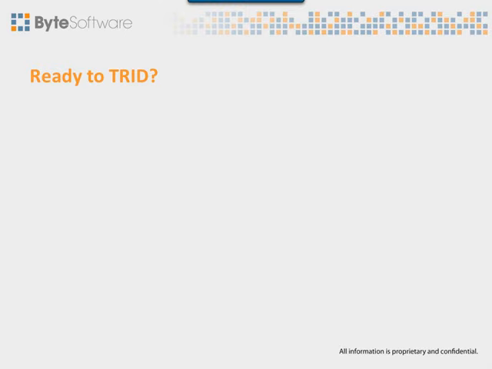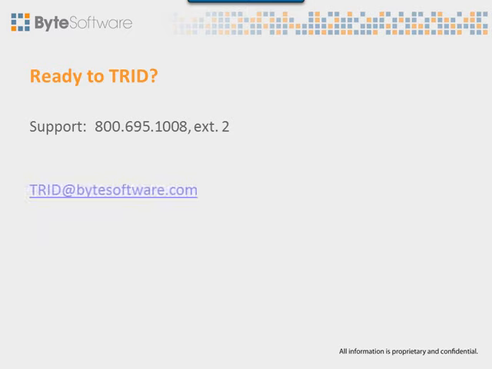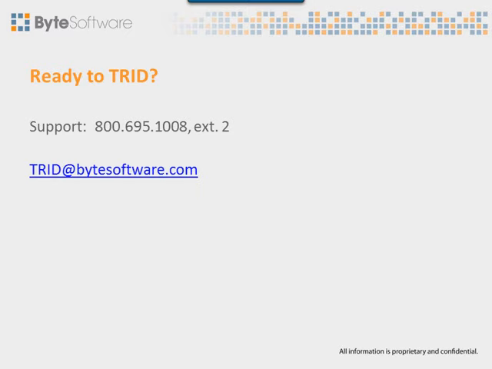So that's the 101 overview of TRID administration. If you run into issues we haven't addressed here, feel free to contact our support desk at 800-695-1008, extension 2. Or if you have a specific TRID compliance challenge that we have not addressed, we'd love to hear about it. Please email your TRID feature enhancement request to trid@bitesoftware.com.